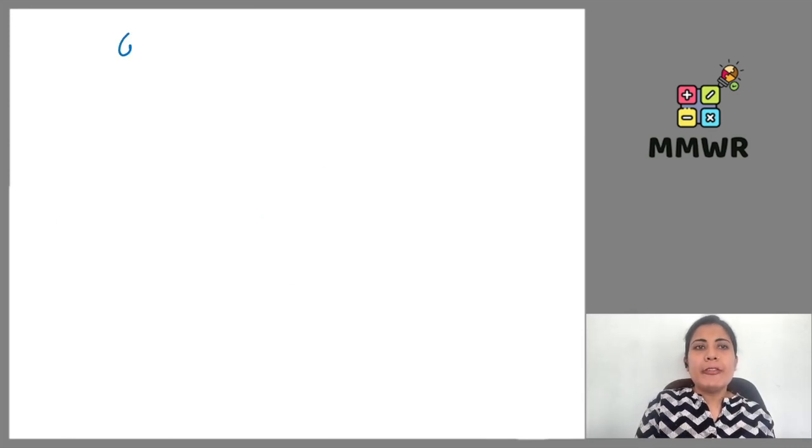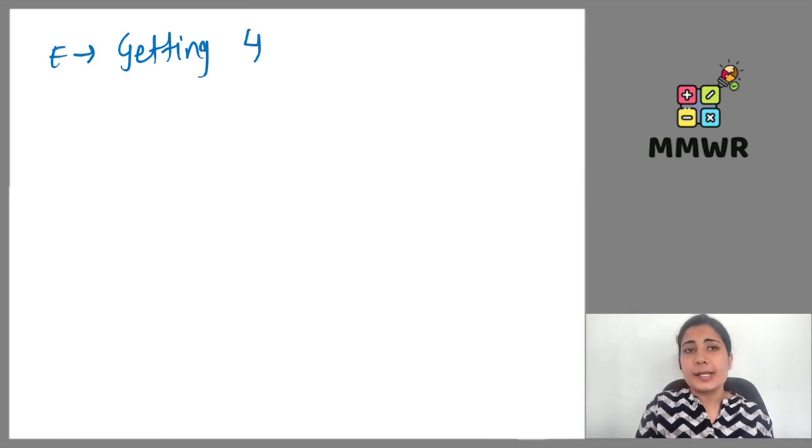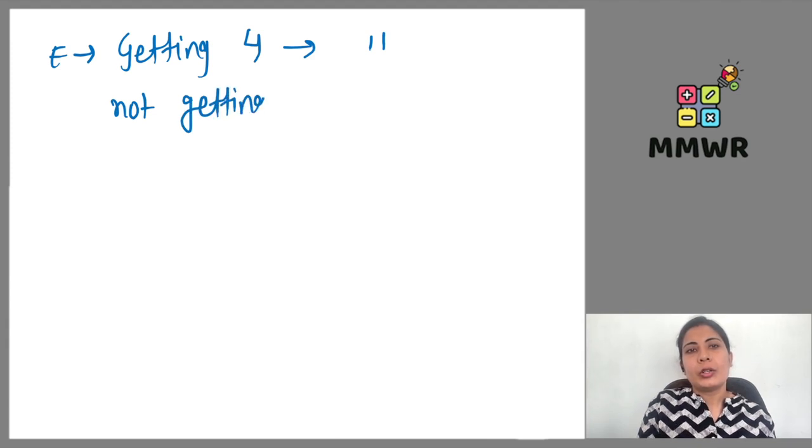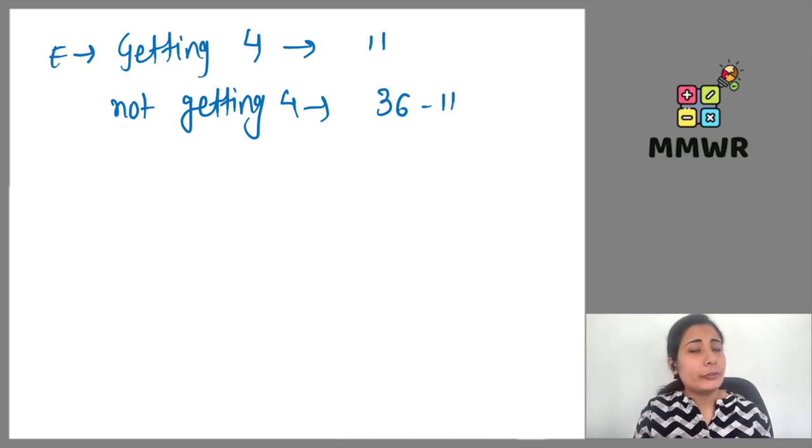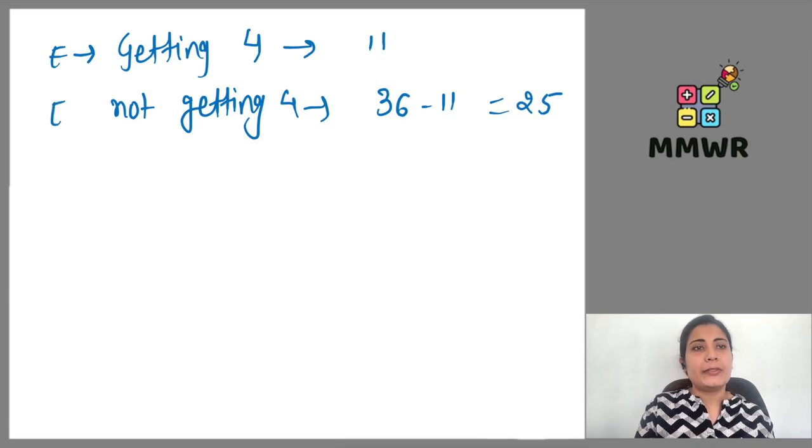So getting 4 is the event. If this is the event for us, 4 आने के कितने chances हैं? 11 chances are there. So not getting 4 के कितने हो जाएंगे? Not getting 4 के लिए 36 में से 11 we will remove. So 36 minus 11 gives us 25. So the complementary event I am considering this.